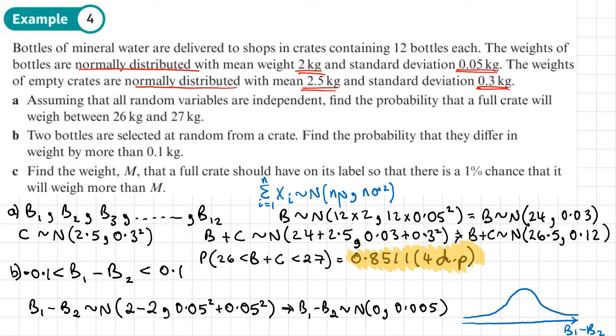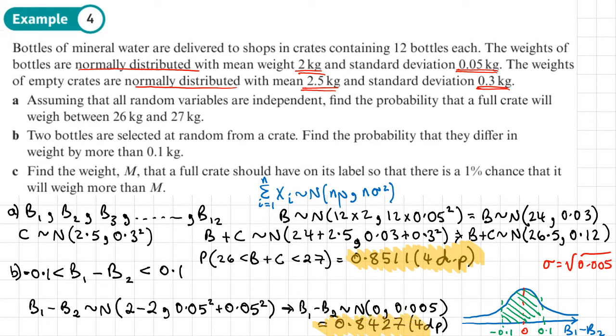The mean of this is 0. And its standard deviation is going to be the square root of 0.005. And I want to find the probability that it's between 0.1 and minus 0.1. So I want to find this area here. Again, I can use my calculator for that. And the calculator says 0.84270. So we can round it to 4 decimal places, 4 dp. And that is going to be that probability.